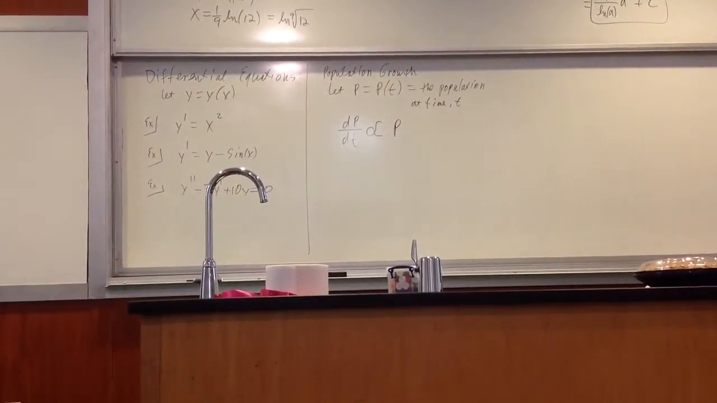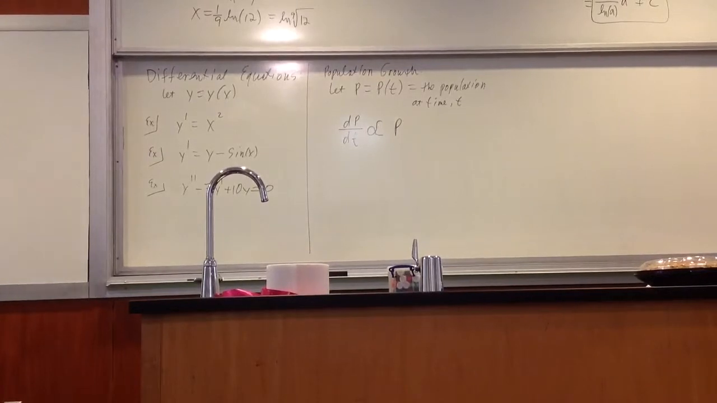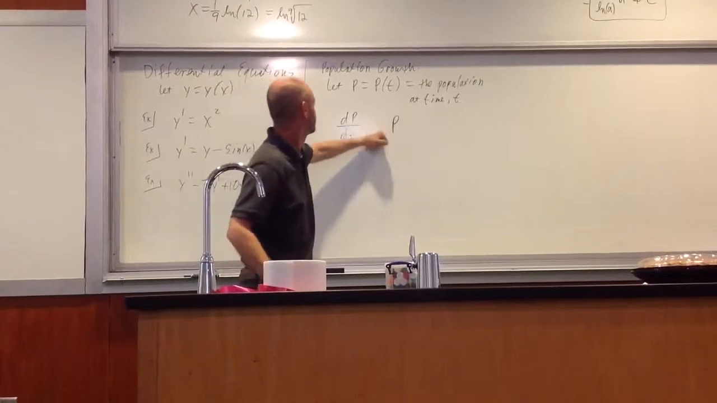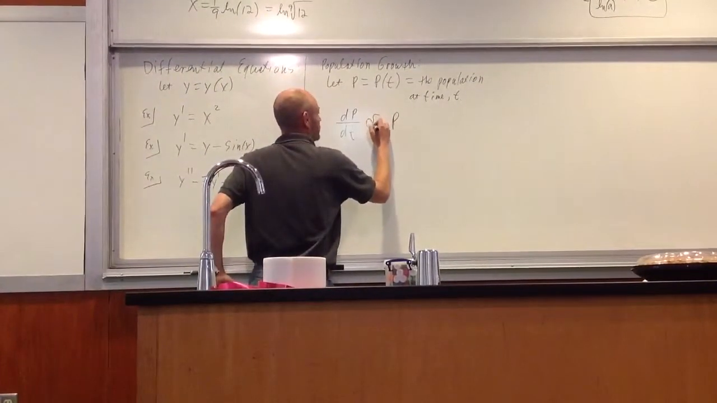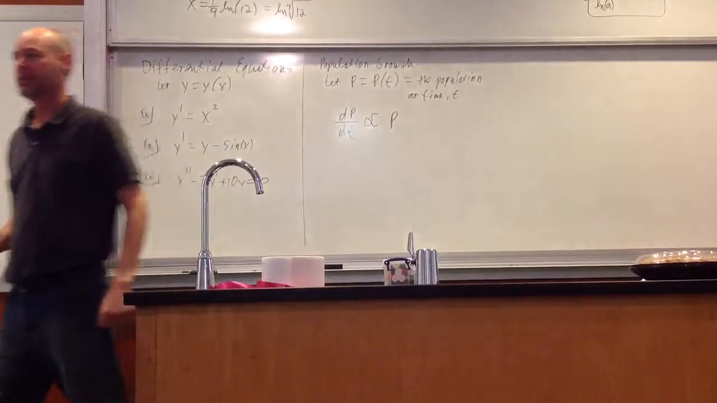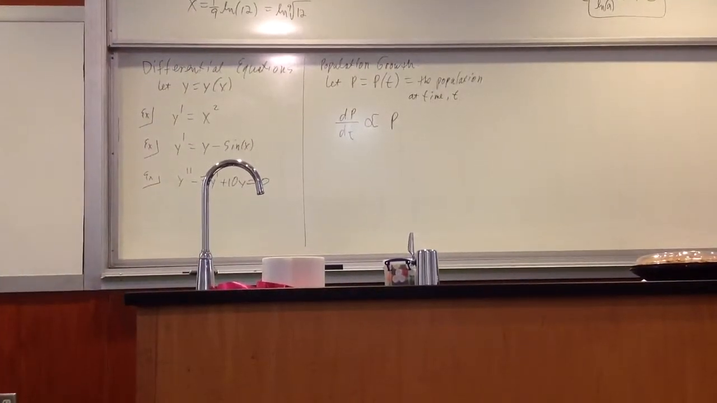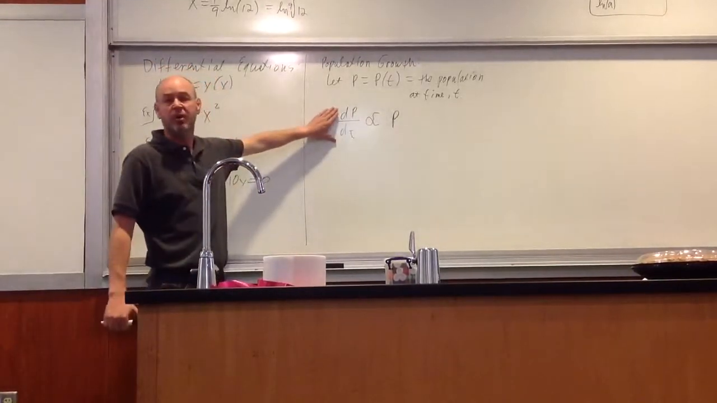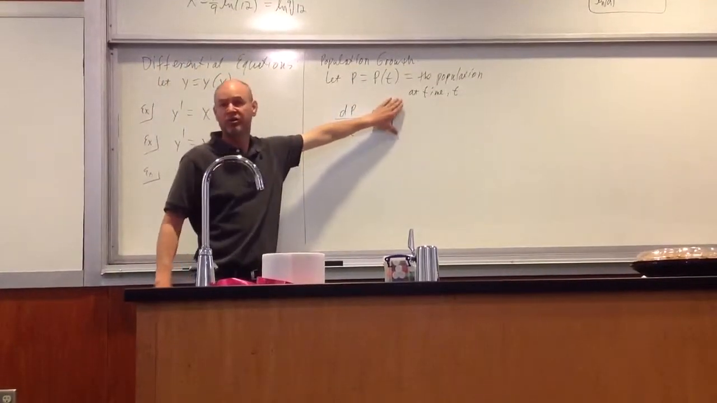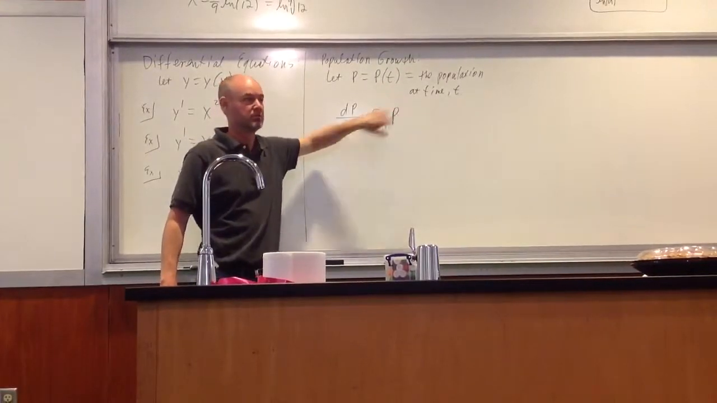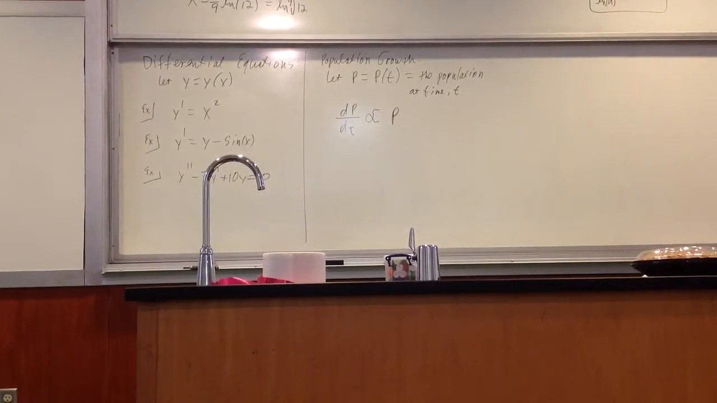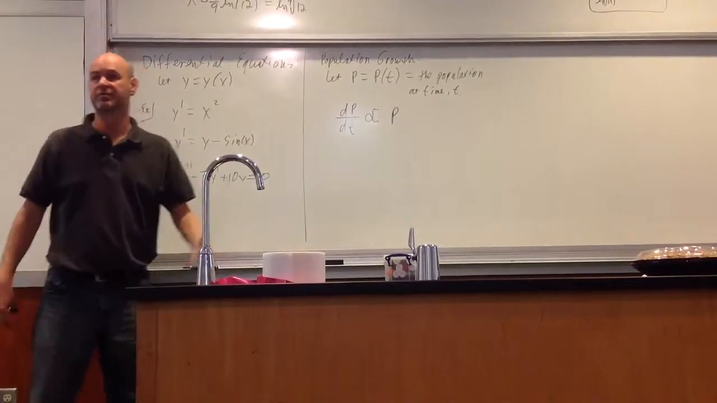This might be a new symbol for you. This is directly proportional to P. Meaning, the faster the change in population, the larger the population. There's a connection between the two. We would use, yes? I'm sorry, what was that symbol called again? Directly proportional to. Or direct variation, sometimes it's mentioned.